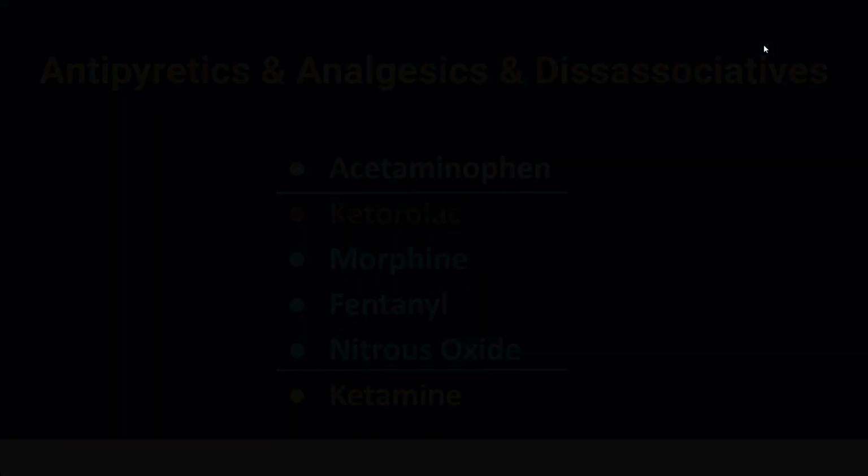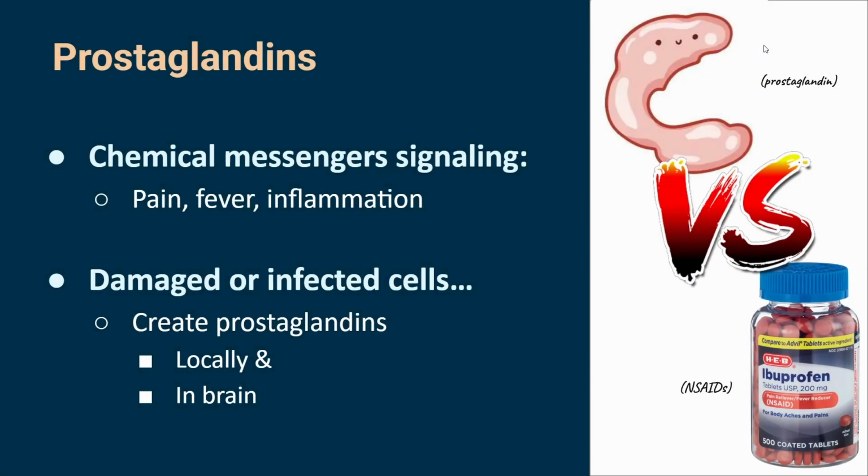All right. Before we talk about NSAIDs and these types of things, we kind of have to talk a little bit about prostaglandins. Prostaglandins are a type of chemical messenger.